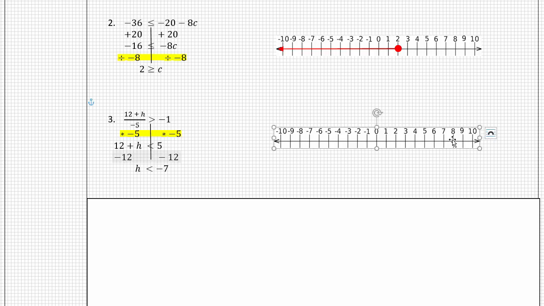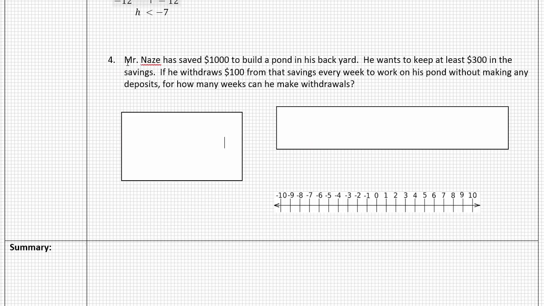Graphing that on our number line, we would have an open circle at negative 7. And since h is less than that, we have highlighted everything to the left on the number line to represent this inequality. Number 4.